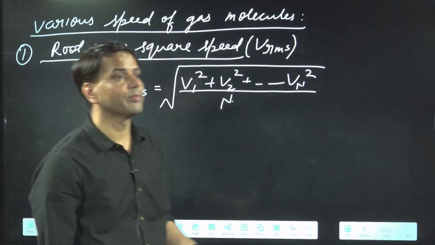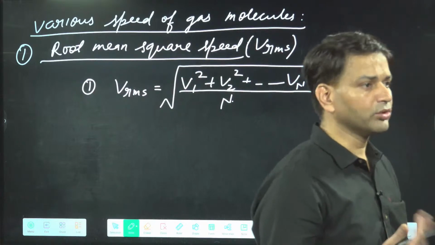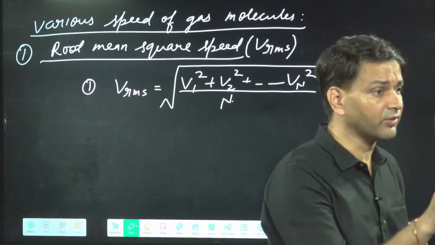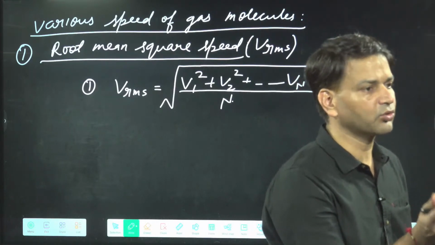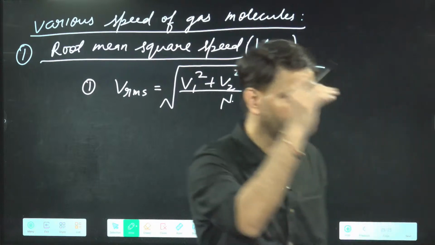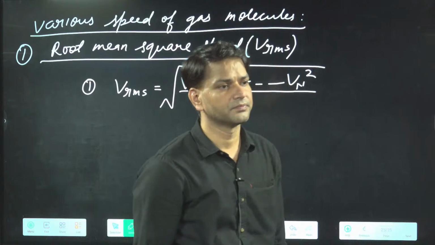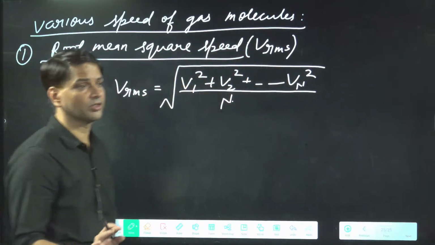And why do we define this speed? The reason is that molecules are moving randomly, so some velocities are positive, some negative. That's why the average velocity we get is zero. But when we square all the velocities, even if a velocity is negative, after squaring we get only positive. Understood? That's why we define the RMS velocity of the gas.